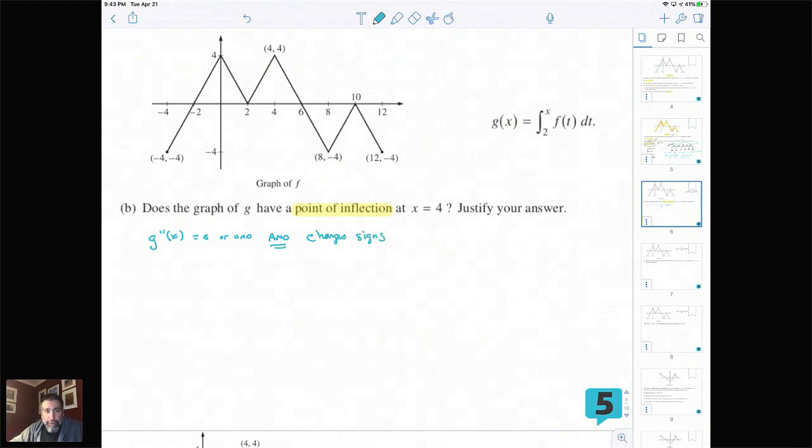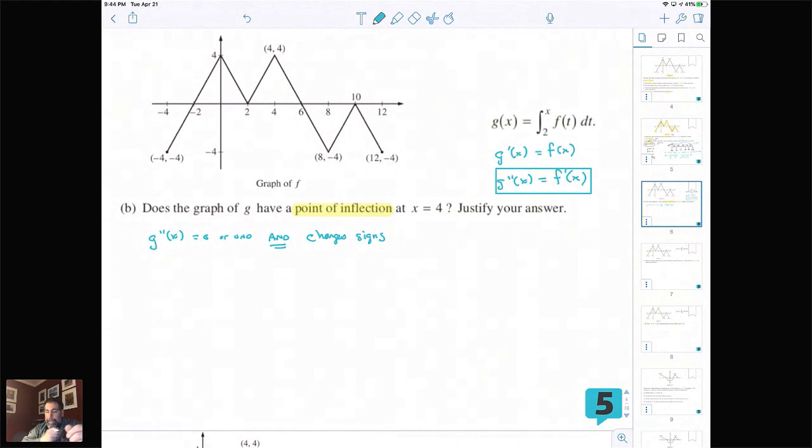Okay, that's what I'm looking for. Where is g double prime undefined and where does it change signs? Keep in mind, we're still starting with our integral defined function. That means that we get for free that g prime of x equals f of x. And more importantly, in this example, that g double prime of x equals f prime of x. This is going to be the key for this example, because we're talking about inflection points. Inflection points are about second derivatives.